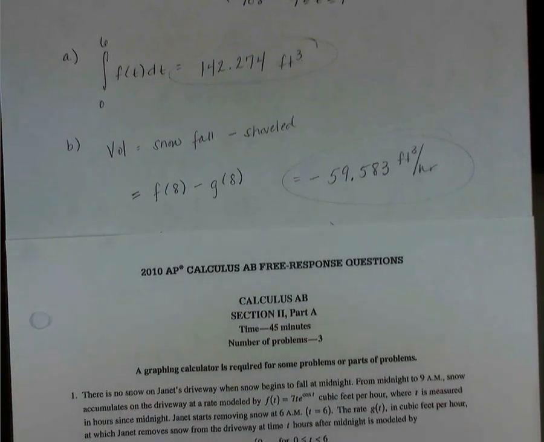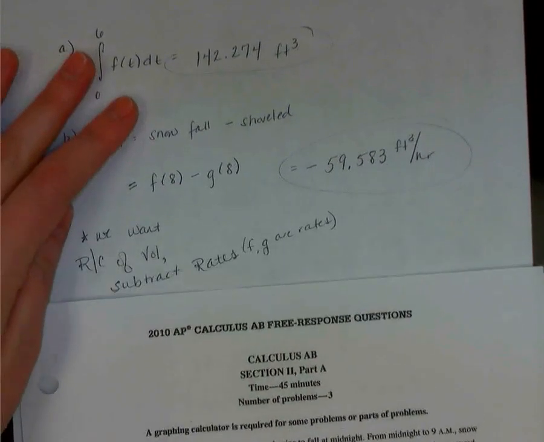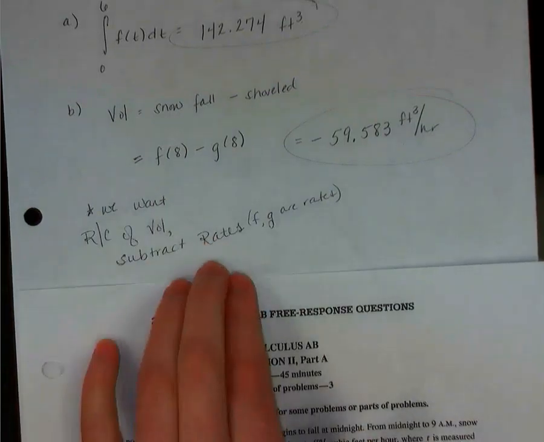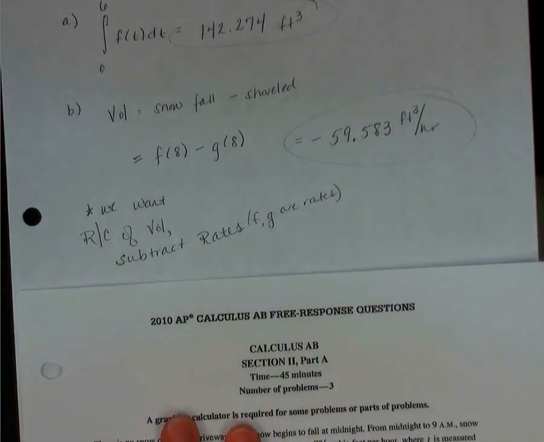So make sure you're rounding to the proper 3 decimal places and you have your units there, okay? So this is the big thing. Because we want rate of change of volume, you're just subtracting the rates because we were given the rates, okay?